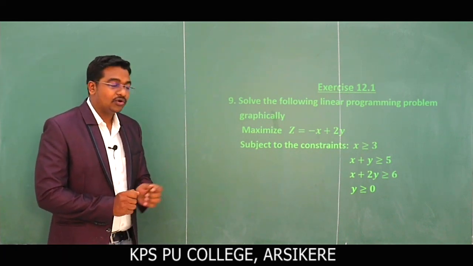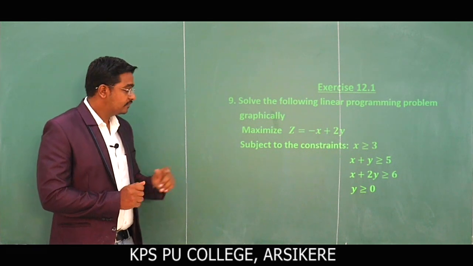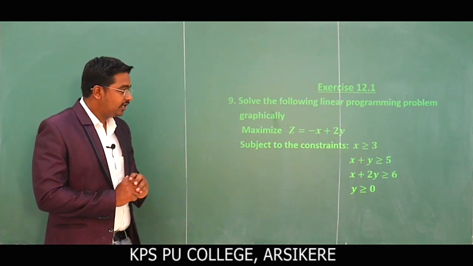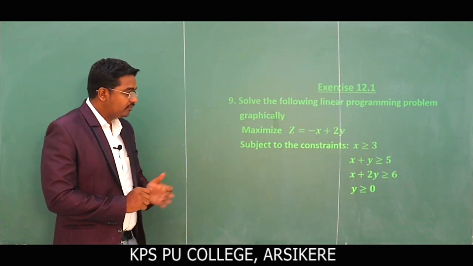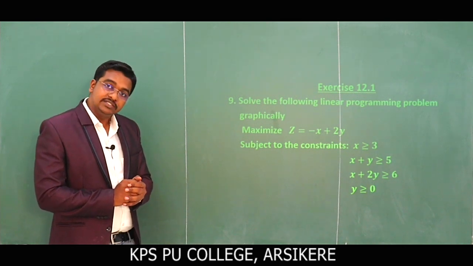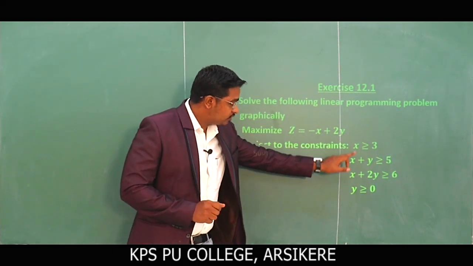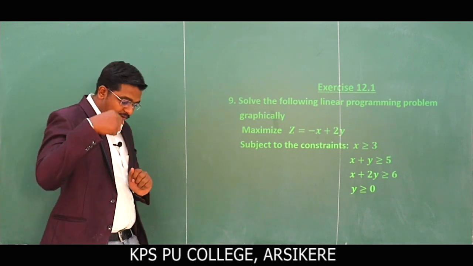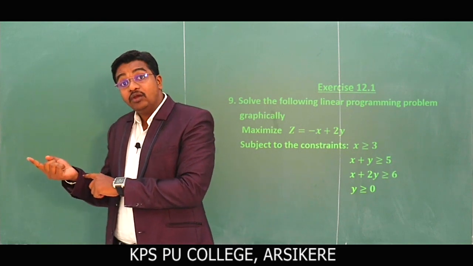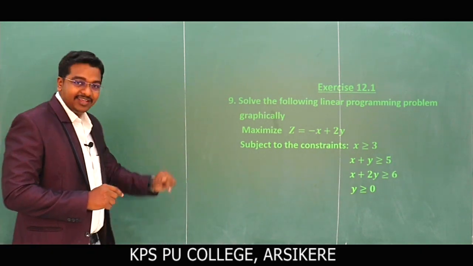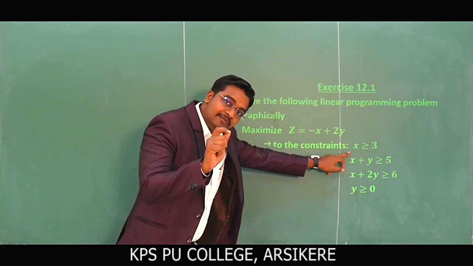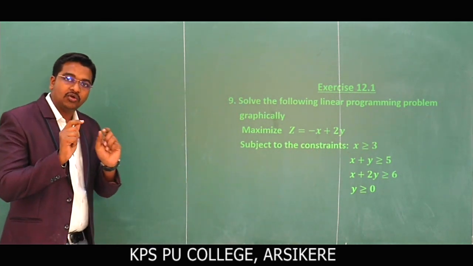Maximize z is equal to minus x plus 2y subject to the constraints x greater than or equal to 3, x plus y greater than or equal to 5, x plus 2y greater than or equal to 6 and y greater than or equal to 0. Okay, so here x greater than or equal to 3 and y greater than or equal to 0. In the previous problem, we observed they gave x greater than or equal to 0 and y greater than or equal to 0. But in this problem, what they gave here is x greater than or equal to 3. So this is very important here, x greater than or equal to 3.